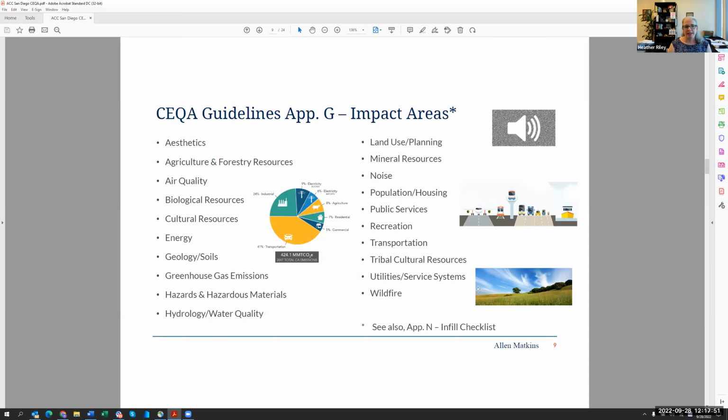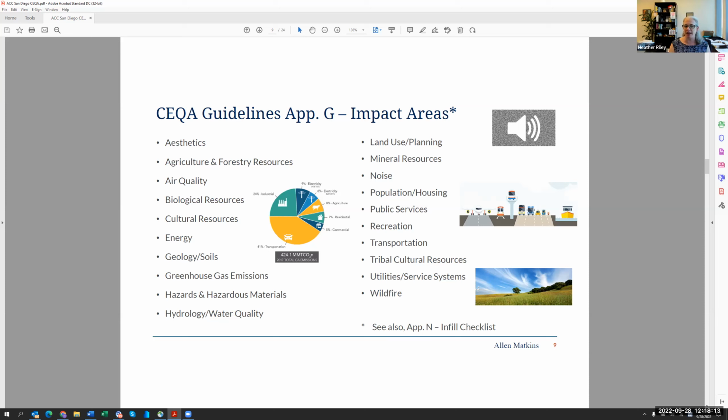The CEQA Guidelines Appendix G lists the impact areas that are identified first in the initial study and then studied in your ultimate document. Appendix N is a more recent version of the appendix of the CEQA Guidelines, and that's an infill checklist. It's generally the same. These impact areas are the world of things we have to study under CEQA.